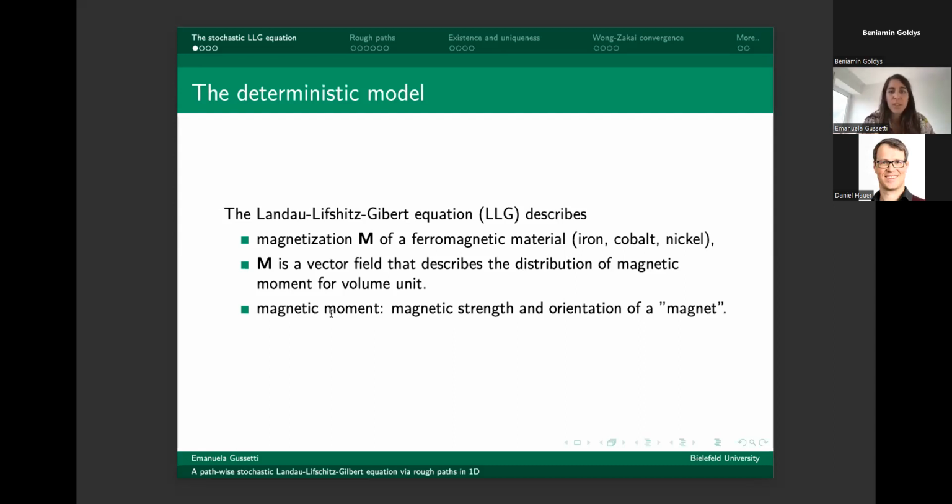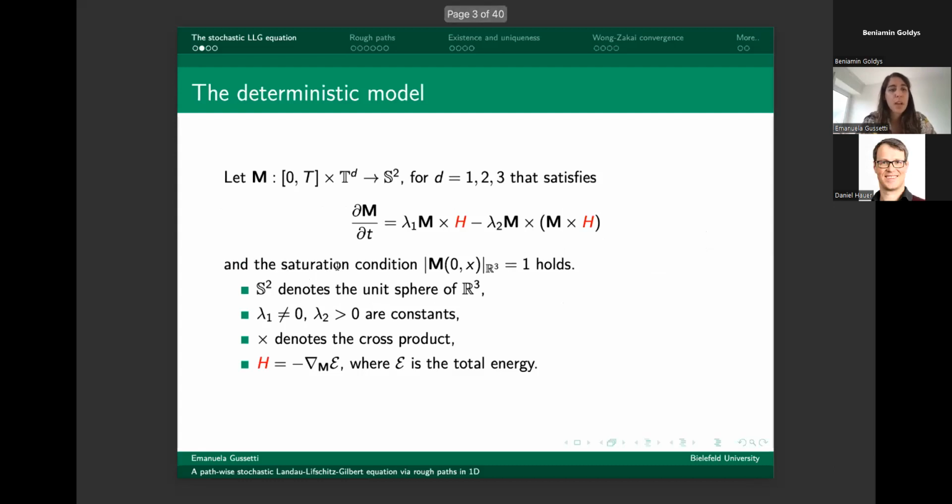We can look now at the equation that was derived by Landau-Lifschitz and then Gilbert, where the only difference was in how one can write down these constants. And we can look at the solution to this equation, which evolves in time and in space, and takes values on the sphere. So we have a spherical constraint in the equation. And this is the sphere of R3.